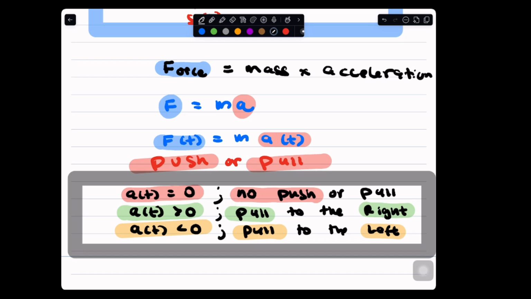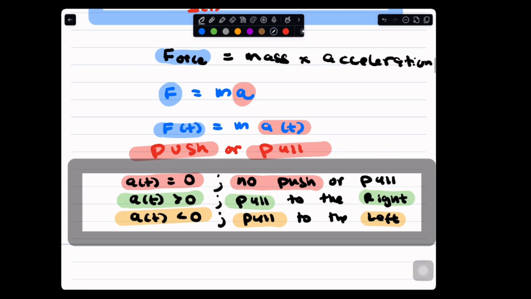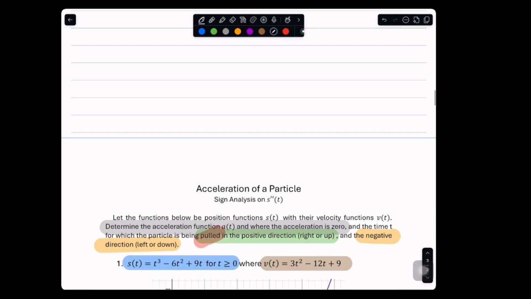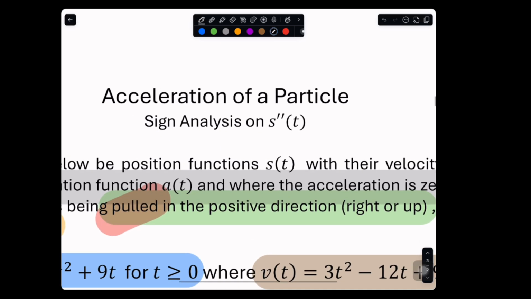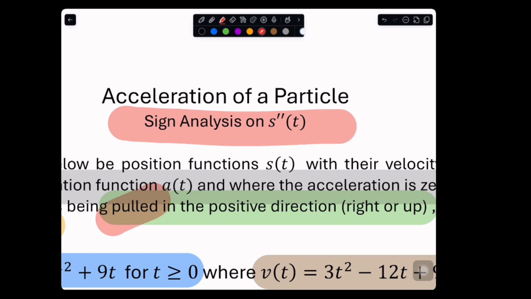So this is the physical attributes behind that second derivative in terms of looking at a position function of a particle. They want to know, when does that particle have no push or pull? When is it being pulled to the right? When is it being pulled to the left? In code, what do they want you to do? To answer these questions, you've got to do sign analysis on what? On that second derivative.